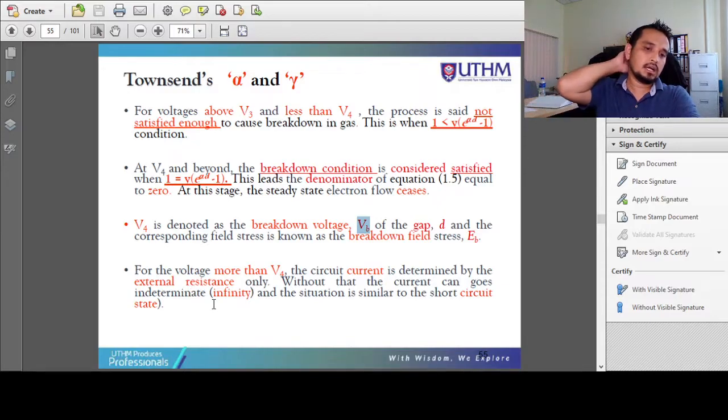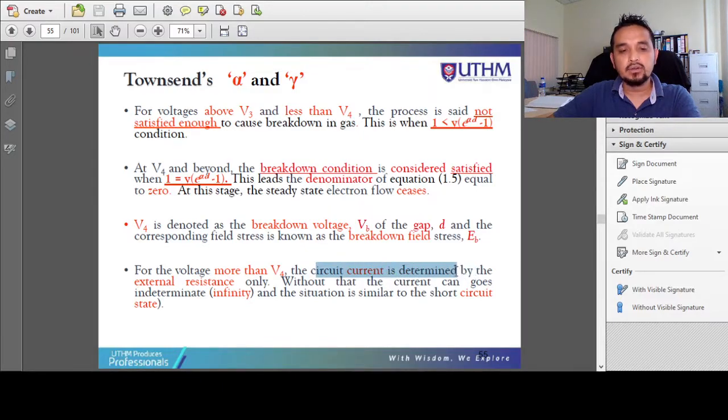For voltage more than VB, we have to be aware that the current within the circuit can only be determined by the external resistance, because we cannot control the current within these regions, and the only way to control it is by the external resistance. We can measure the current in this scenario using the external resistance, and this is normally referred to as the short circuit condition.